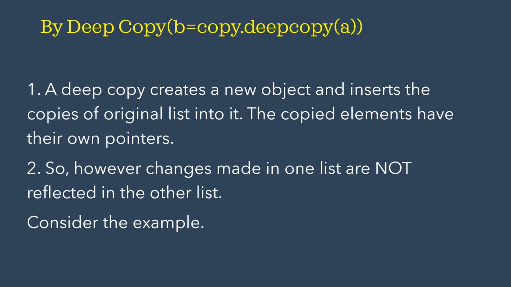The copied elements have their own pointers. So however changes are made in one list, that means you make a change in the normal list element or in the sublist part, whatever changes you make in one list, that will not be reflected in the other list. That means if you change the content of one list, then the copied list will not reflect the changes at all. Now just check this example.